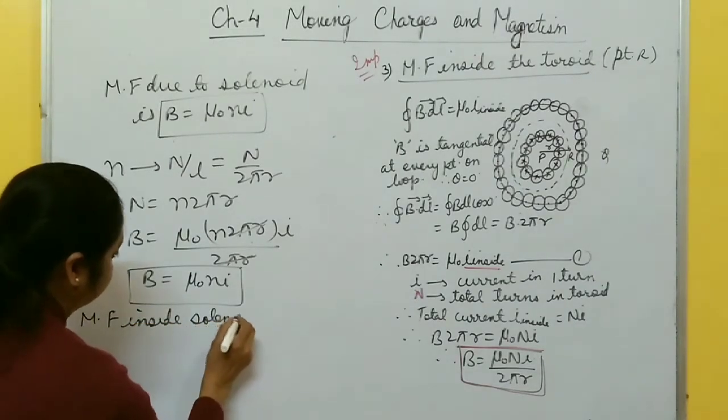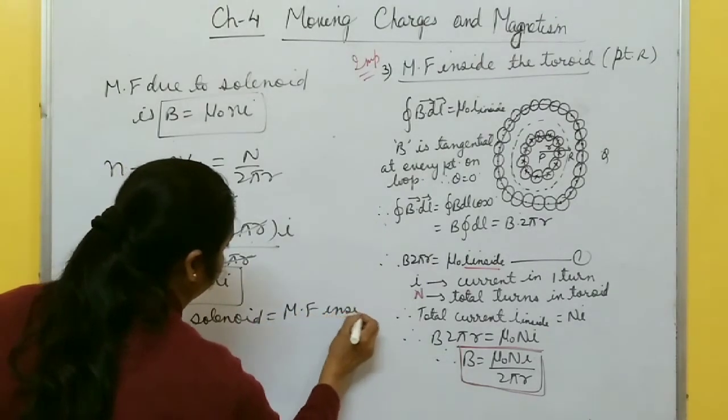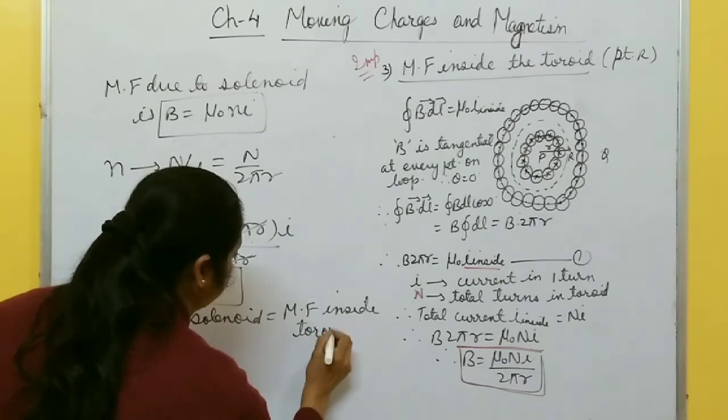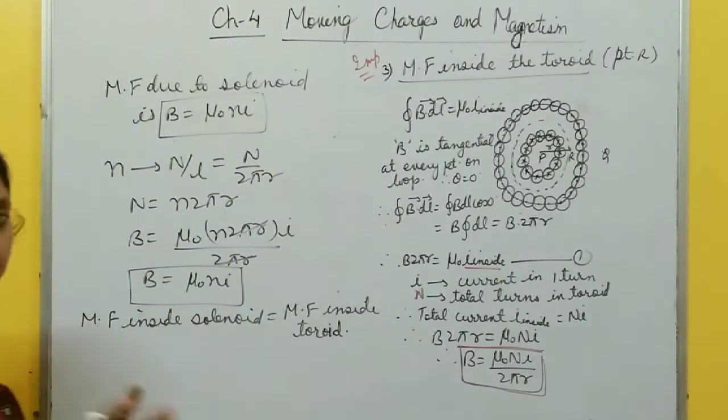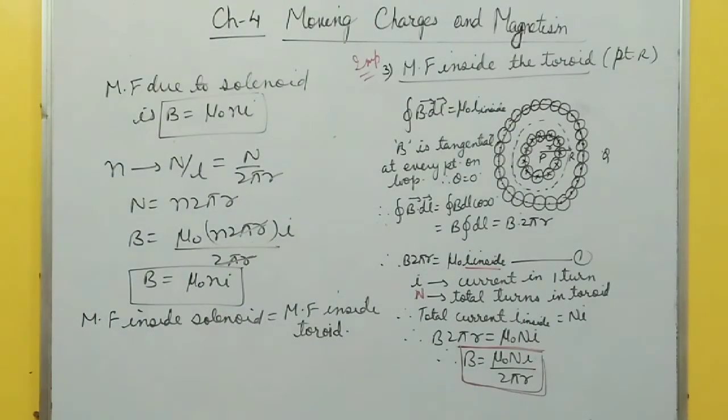solenoid is equal to magnetic field inside toroid. But this magnetic field inside toroid is completely locked because there is no air gap, no leakage is there. This is the advantage, right? There is no loss of magnetic field.